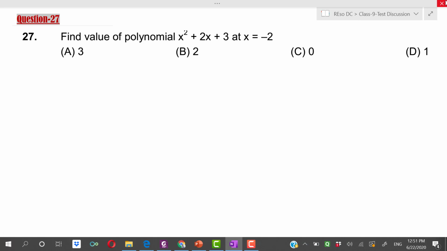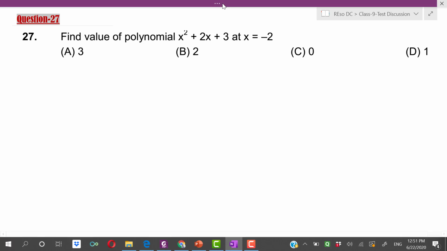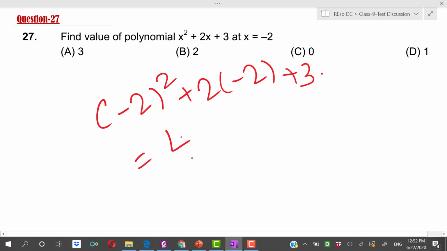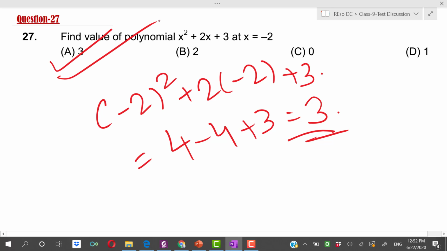The value of polynomial x square plus 2x plus 3 at x equal to minus 2 will be, so its value will be (minus 2) square plus 2 into (minus 2) plus 3, which will be equal to 4 minus 4 plus 3, which is equal to 3. So the value will be equal to option number A, that is 3.